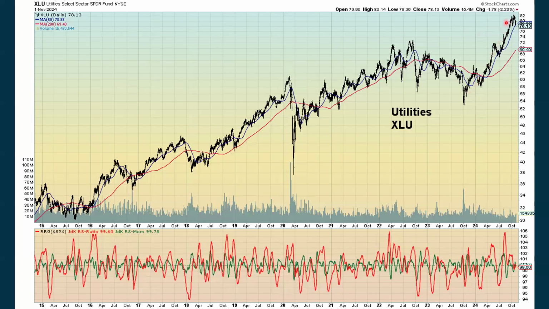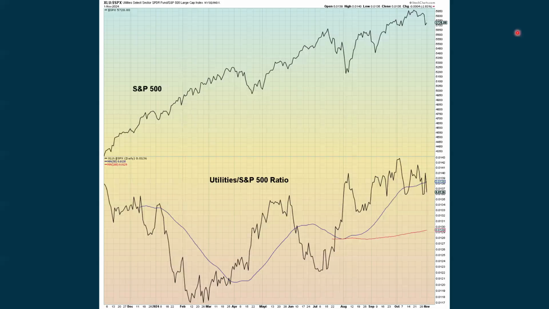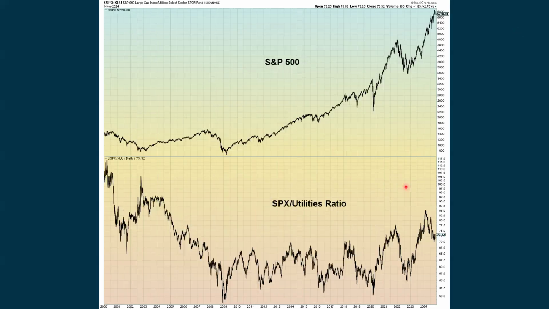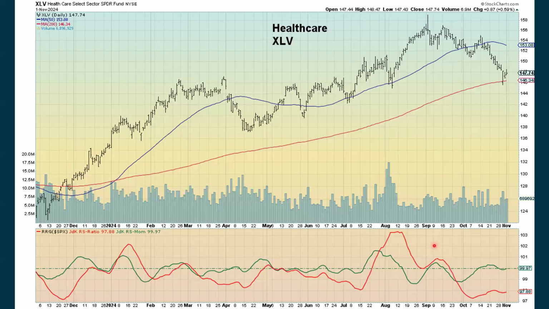Utilities, which have been really strong, but pulling back and actually coming under their 50-day moving average, and still looking pretty solid here when we do a ratio with the S&P 500. Then we look at another ratio of the S&P to utilities. When this is going up, the S&P is outperforming. When this is going down, the utilities are outperforming. But we've been chopping around quite a bit in the recent past here.